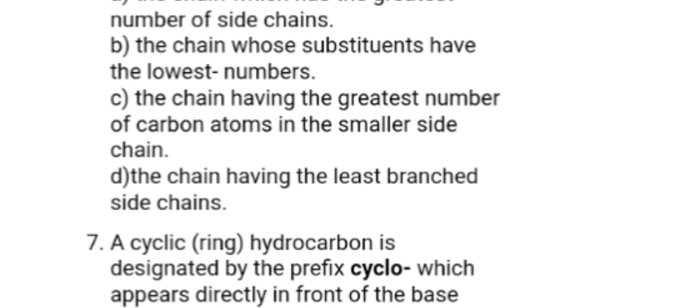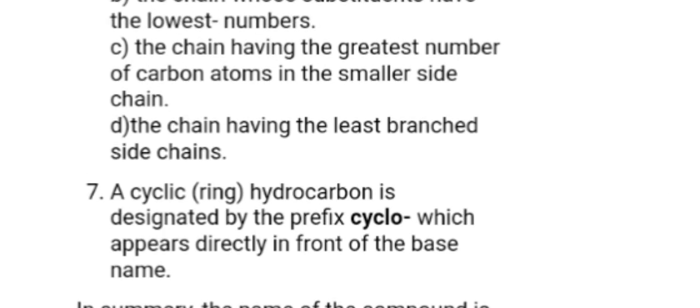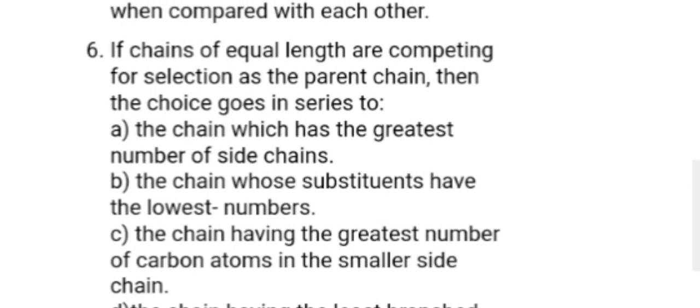Then the chain having the greatest number of carbon atoms in the smaller side chain. Then the chain having the least branch chain. All of them are still working to harmonize each other. So the chain having the greatest number of carbon atoms in the smaller side chain, you also consider that. Then the chain having the least branch chain is even the same thing as the chain which has the greatest number of side chains, because you are not going to consider the little side chains, instead of just picking a very big side chain that will have so many branches. So that's what they are trying to say there.